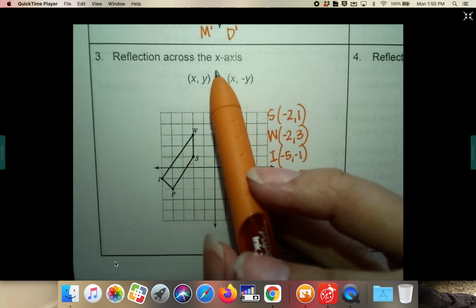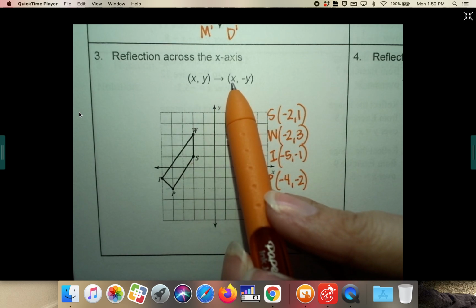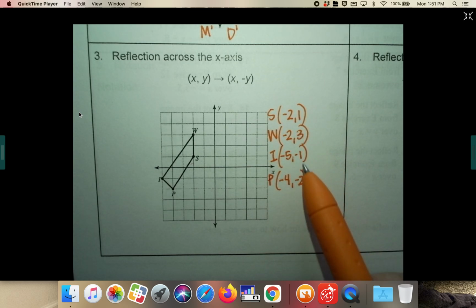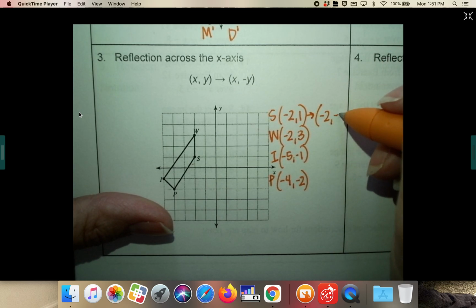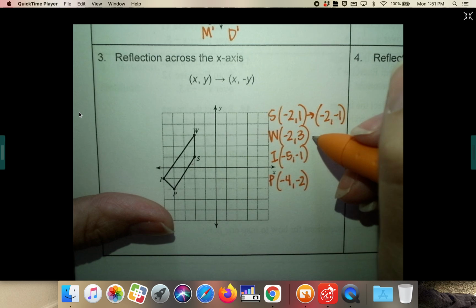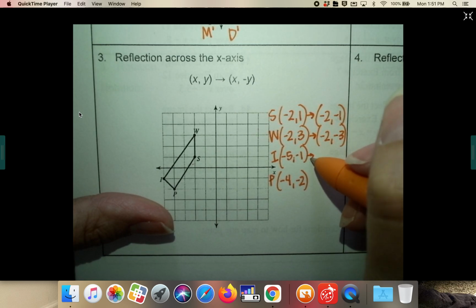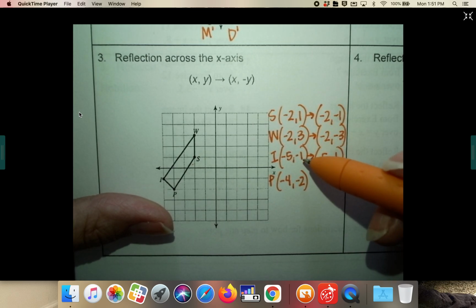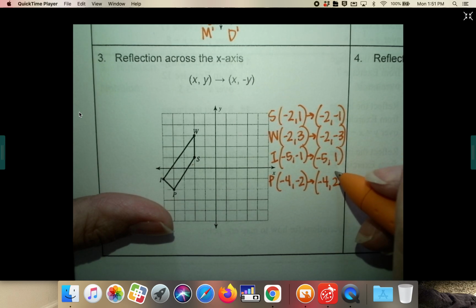So if we are reflecting across the x-axis, remember what that means is the x is going to stay the same. So -2, -2, -5, and -4 are going to stay the same. But all of our y's are going to become opposite. So S prime is going to be -2, -1. W prime is going to be -2, -3. I prime is going to be -5, +1, because it was negative. And then P prime is going to become -4, +2.